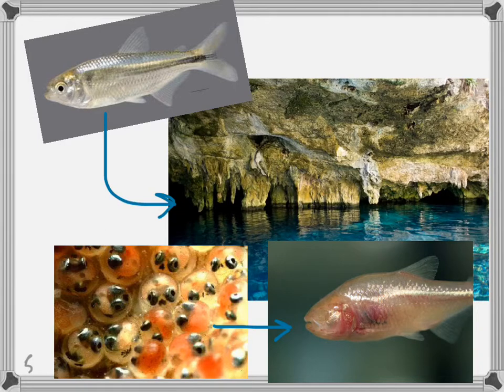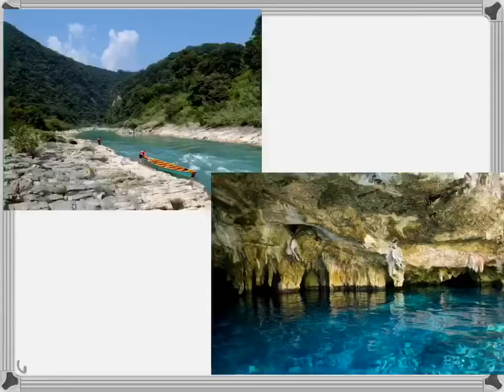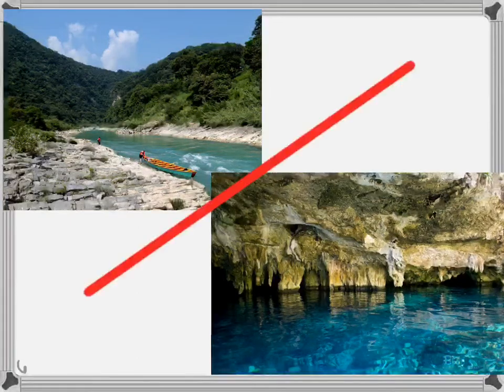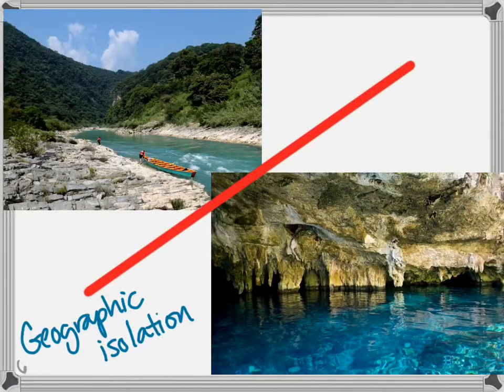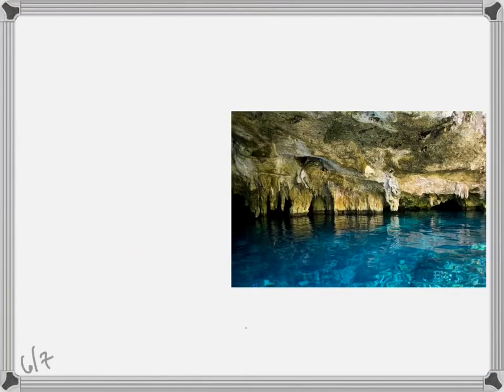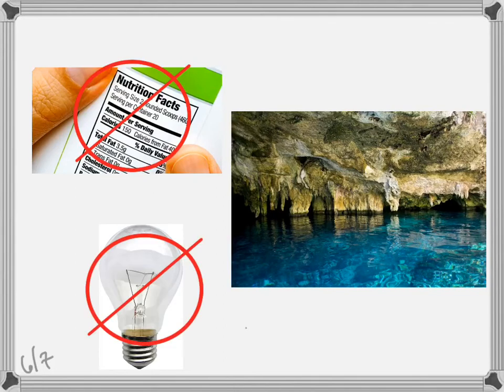So, has speciation occurred? Well, let's review the conditions needed for speciation to happen. The species have to be isolated so that there's no gene flow between them. Yeah, the cave fish probably can't get back to the surface, and the surface fish probably can't get deep into the caves. That would be geographic isolation. The isolated species experience some sort of selective pressure. Yeah, a cave with limited calories and no light sure meets that criteria.